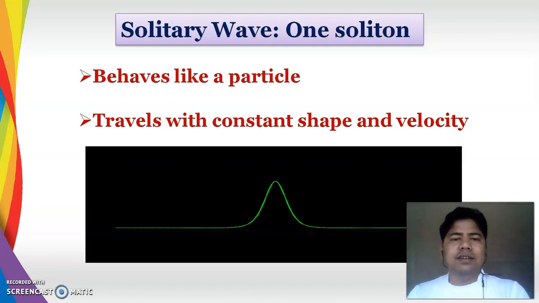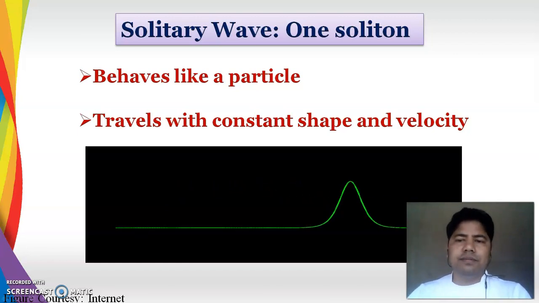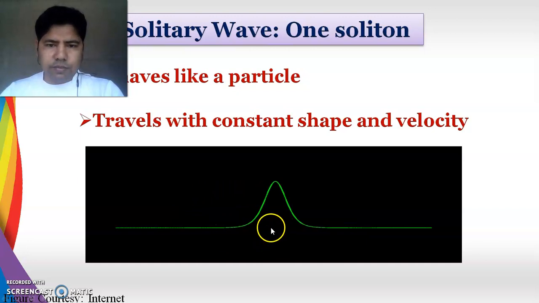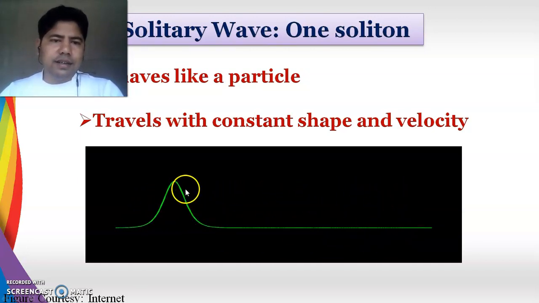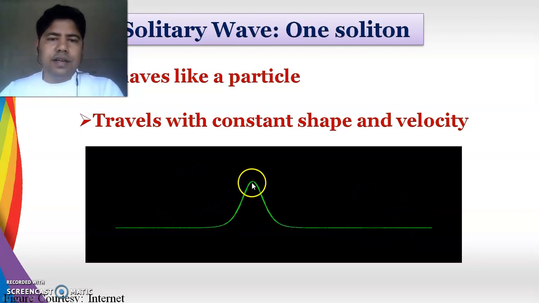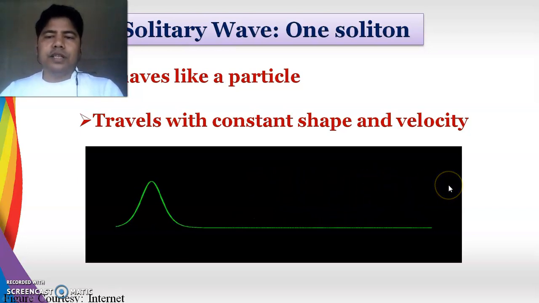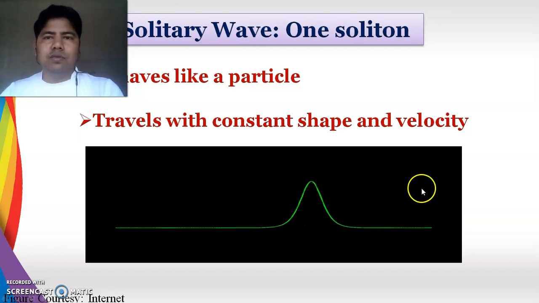So let's see one soliton solution. This is the solution of one soliton. You can see here that the soliton is going with a constant speed, so its speed is not changing, and you can see that the shape, meaning the intensity of it, is not changing throughout the propagation distance. So this is what is called soliton, and we call it one soliton.